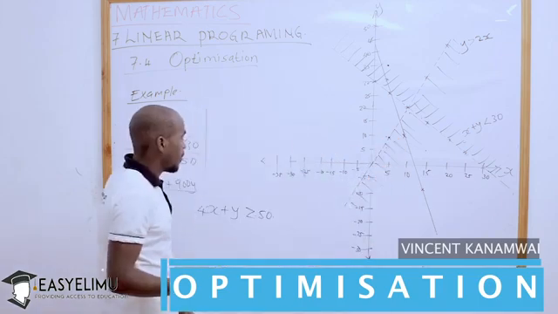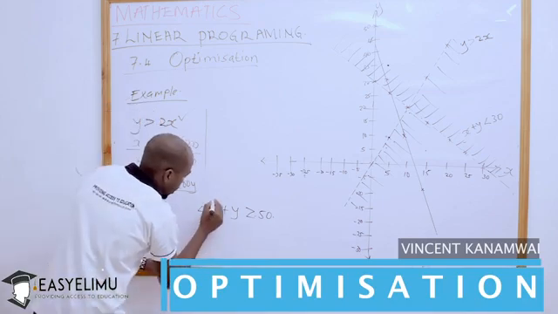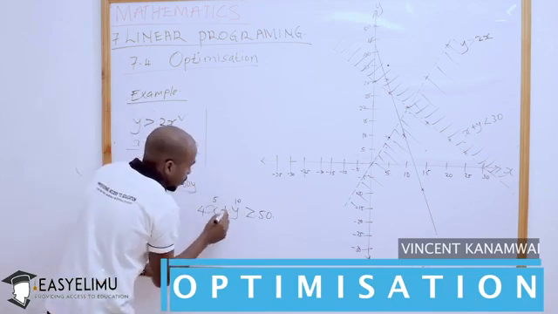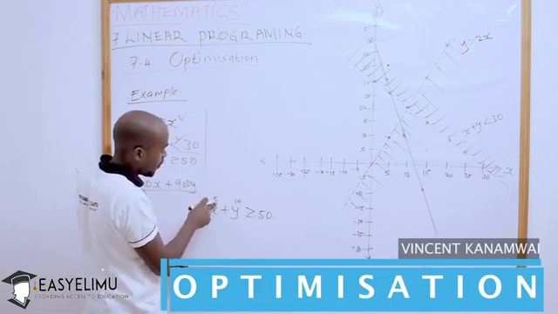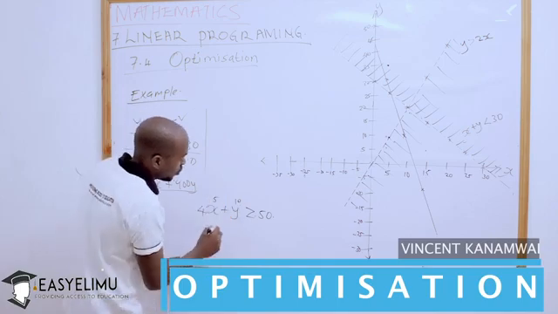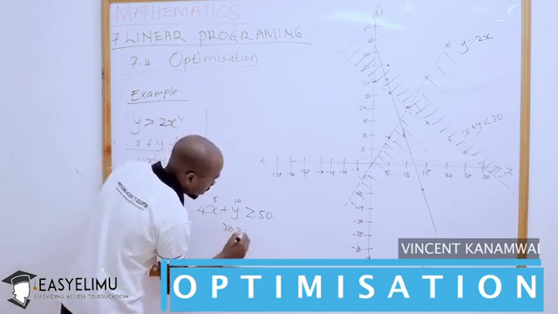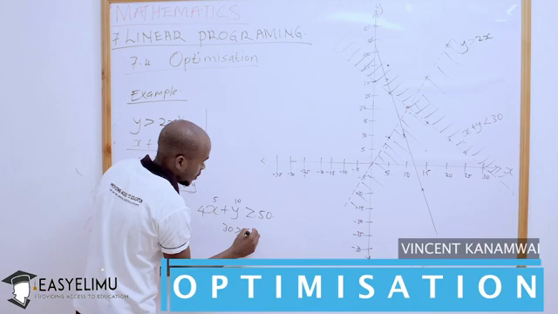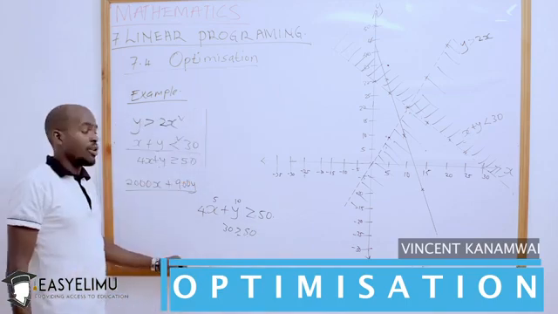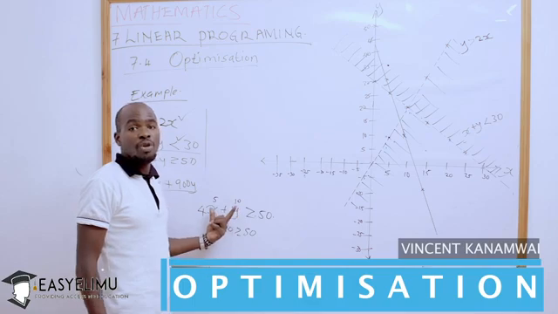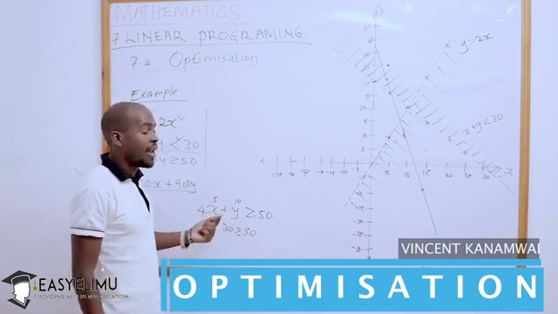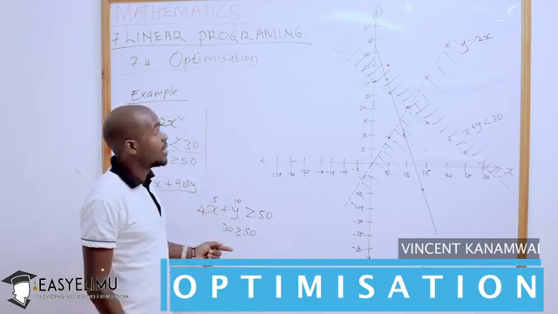So taking the point (5, 10), x is 5 and y is 10. So 4 multiplied by 5, I will get 20. 20 plus 10, I'm going to get 30. That is not greater than 50, not greater than or equal to 50. So automatically the side where I took the point (5, 10) is the unwanted side.